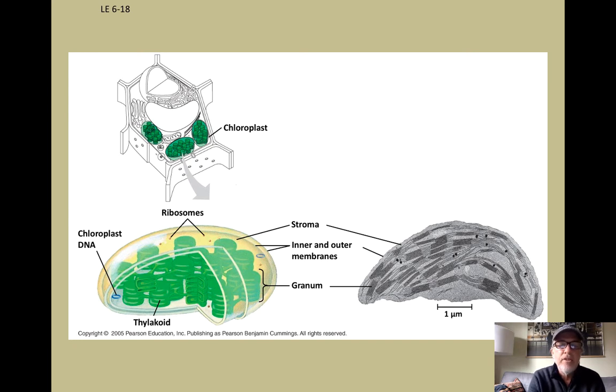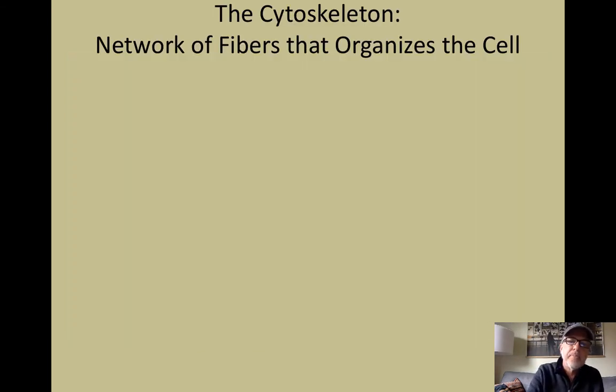Also inside the stroma, which is the fluid that surrounds the granum, are free-floating ribosomes and then chloroplast DNA, which is circular and prokaryotic. Here's what we can see in a micrograph. Here are the stacks of thylakoids, the so-called grana, and there are the passageways connecting them. And you can see a few ribosomes in here as well. So those are the two organelles that have to deal with energy transfer, chloroplasts and mitochondria. Let's move on and look at some other structures inside the cell.